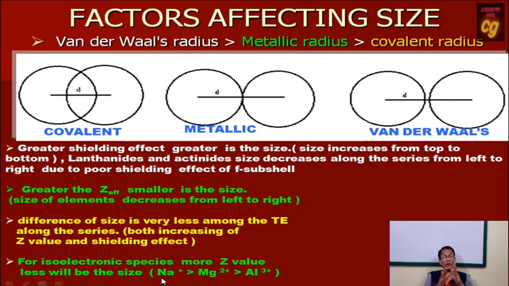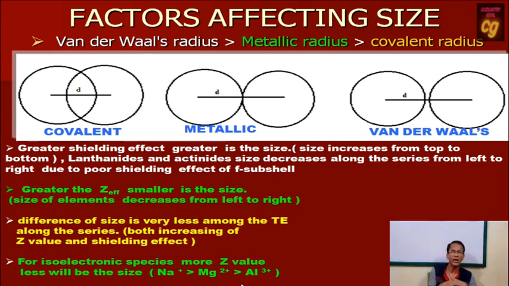That's why the aluminum ion is smaller than Mg2+. Mg2+ is smaller than Na+. That's why the sizes of Na+, Mg2+, and Al3+ decrease from sodium to aluminum, due to increasing Z value and increasing Z effective.